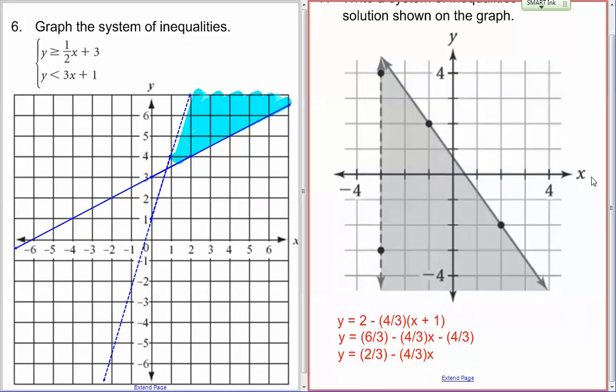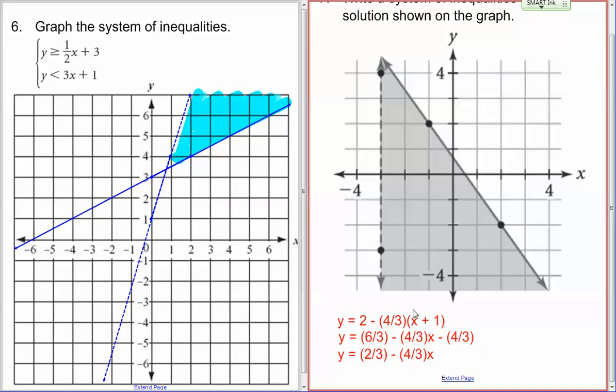Okay, let's figure out what the y-intercept is. Now, I do have 2 points, and I can figure out the slope pretty easily. The slope is down 1, 2, 3, 4 over 1, 2, 3. So -4/3 for my slope. And then I do have this point right here that is (-1, 2). So I plug that into point-slope form.